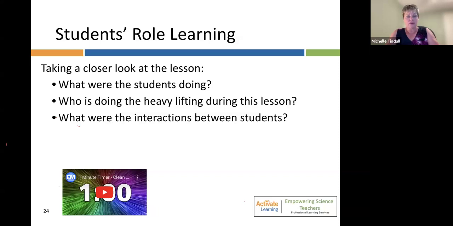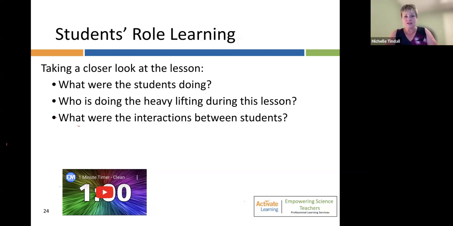Like, what were our students doing? Who's doing the heavy lifting during this? And what were the interactions between the students? Okay, so in this case, our students were doing the reading. They were doing the getting information. They were doing the heavy lifting during the lesson. The teacher was doing almost nothing during that time other than asking some good questions and posing the prompts.